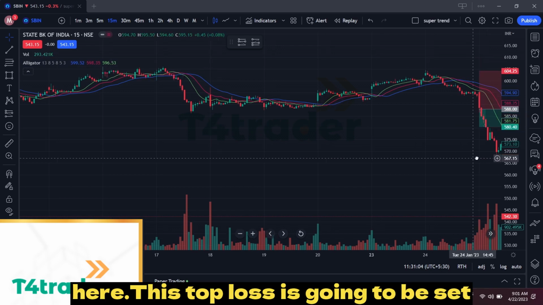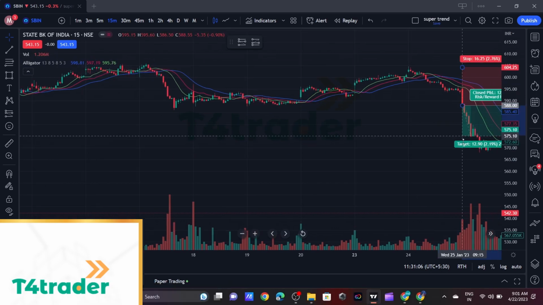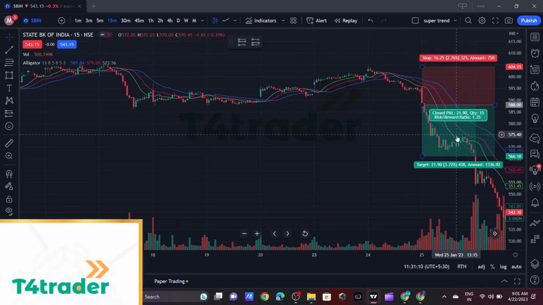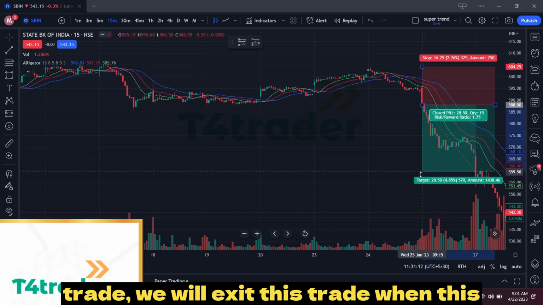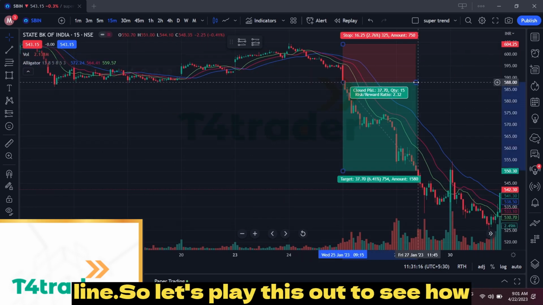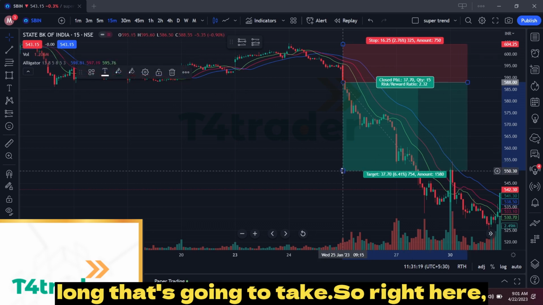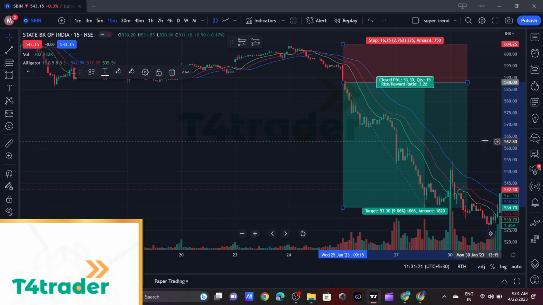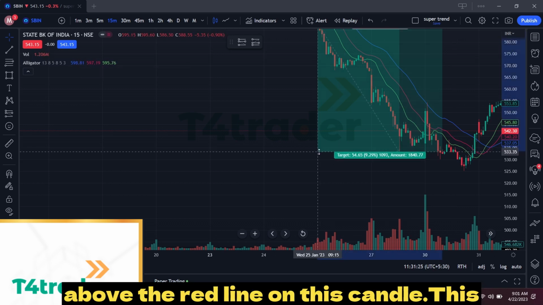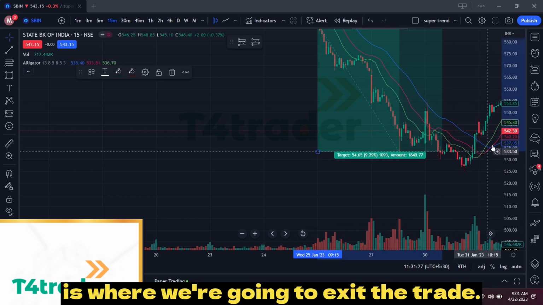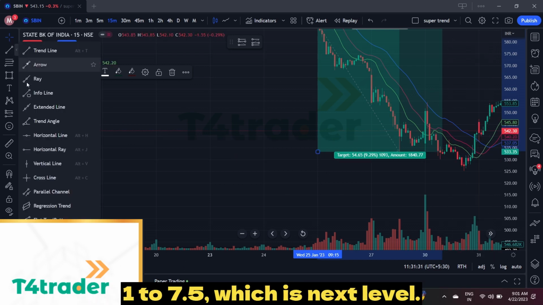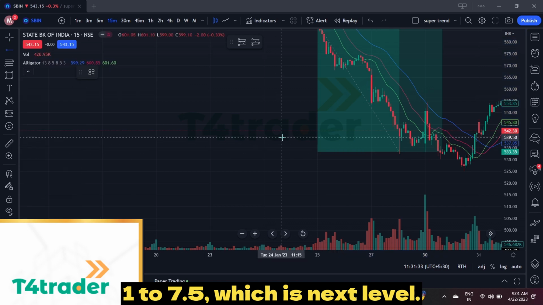So right here, the stop loss is going to be set just a few pips above the most recent swing high. Just like the long trade, we will exit this trade when this green line crosses above this red line. So let's play this out to see how long that's going to take. Right here, as you can see, the green line crossed above the red line on this candle. This is where we're going to exit the trade. The risk-to-reward ratio was a whopping 1 to 7.5, which is next level.